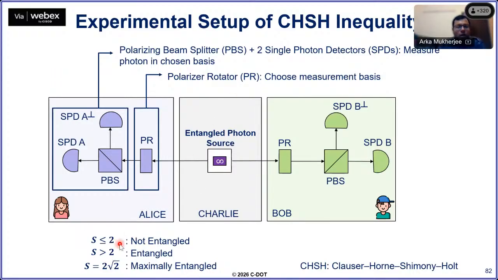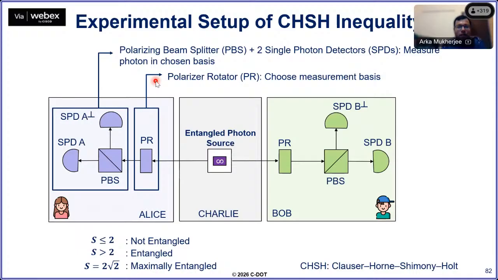As I said, for classical correlation, this S value will be less than 2, and for quantum states it can go up to 2 root 2. This is the experimental setup. Here you can see there are four single photon detectors, marked A, A prime, B, and B prime, and the polarization rotator can have certain values.